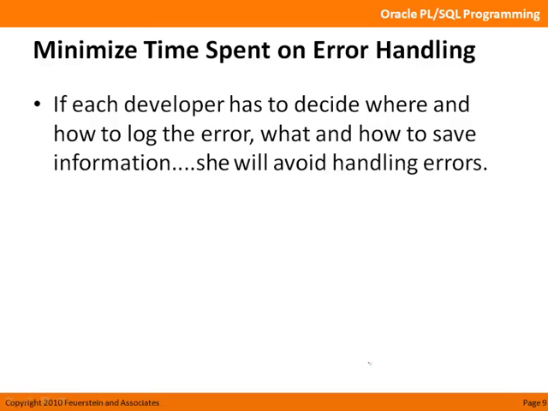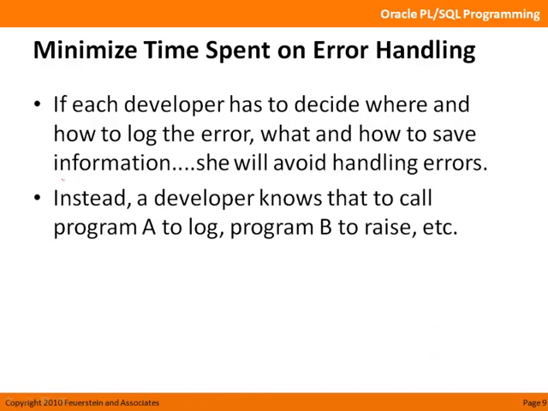So the bottom line is that every developer has to decide where and how to log the error. Do I write into a table? Do I write into a file? What information should I save? Do I need to call that DBMS utility format error backtrace? Oh, that's a lot of work. What developers will end up saying to themselves is, well, I'm going to avoid doing that. I'm going to avoid writing those exception sections, or maybe I'll say when others then write something out really quickly to some table and get back to work. It's a disincentive for writing high quality code.